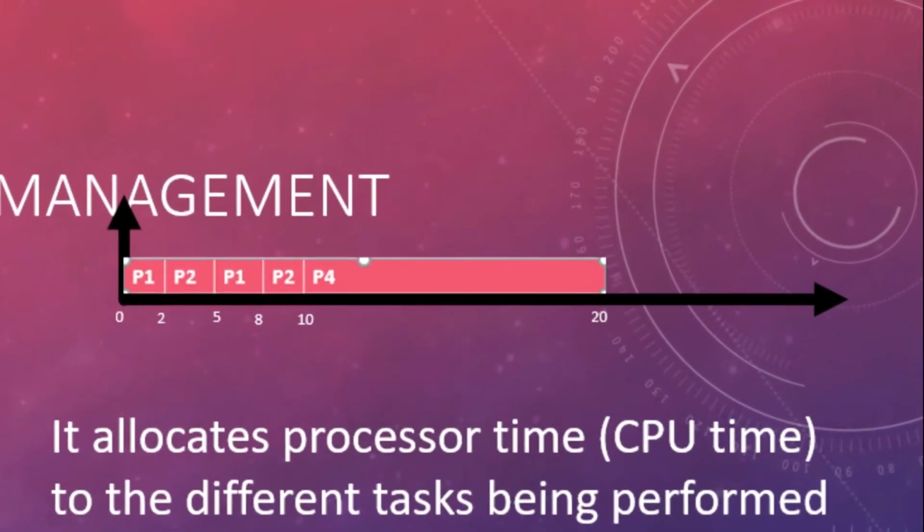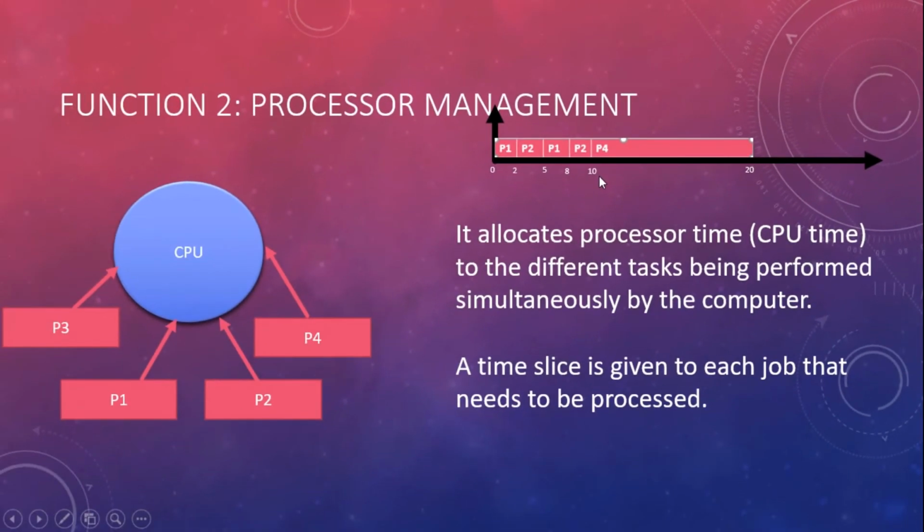Now, for those 4 programs that I have, you can see for 2 units of time program 1 runs, then it stops, to continue from time interval 5. Program 2 starts running from time interval 2 and ends at time interval 5. It continues up till time 10, and from 10 to 20 program 4 runs. Now as you can see, the OS allocates a processor to these programs or to these tasks.